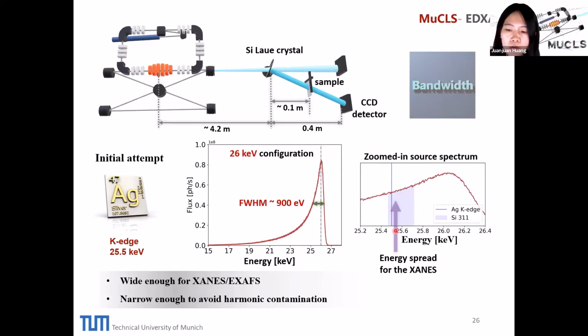The energy range needed for XAS is actually similar to this full width half maximum. So this means the spectrum bandwidth is actually quite appropriate for XAS measurement, as it is wide enough for both EXAFS and XANES, and also narrow enough to avoid harmonic contamination.